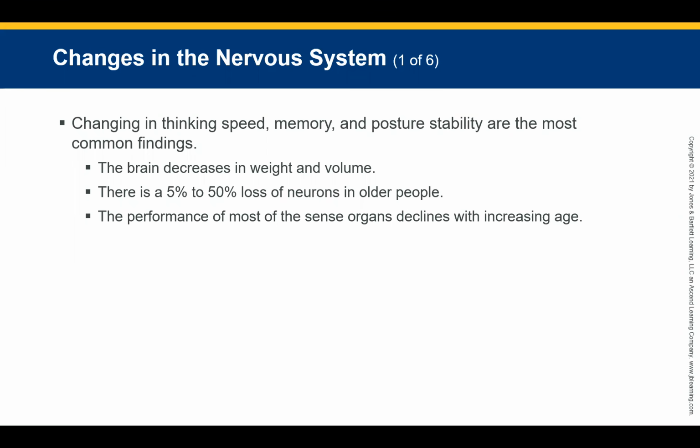This is increasing the amount of space in the cranium and increasing the chance of head injuries. There's about a 5 to 50% loss of neurons in elderly people. Think about that, y'all. That is a lot. So 50% of the neurons that we have right now are gone by the time we reach 65. That's just mind blowing. That's scary.